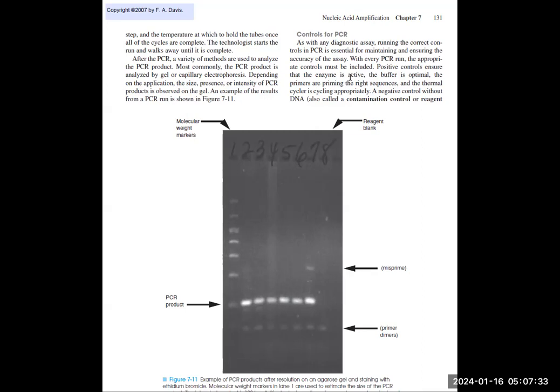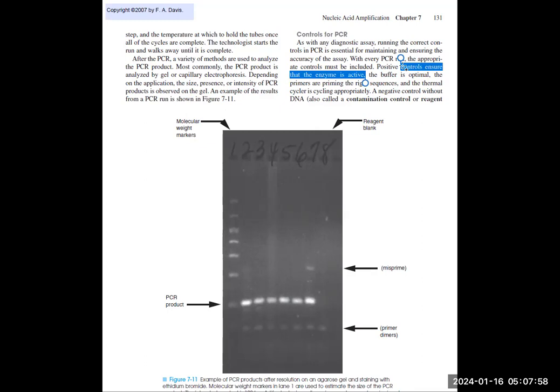The positive control ensures that the enzyme is active, that the buffer is at its optimal level, that primers are priming with the right sequences, and that the thermal cycler is cycling. So we need to have our positive control.